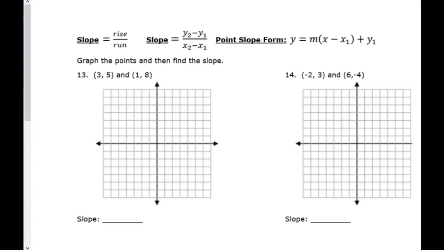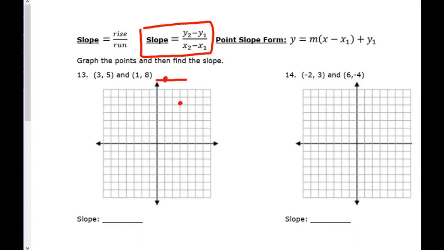Next, graph the points, find the slope. Now, this is the way to find the slope using algebra. Plot these points though. 1, 2, 3, 1, 2, 3, 4, 5. 1, 1, 2, 3, 4, 5, 6, 7. Wait. 1, 2, 3, 4, 5, 6, 8.